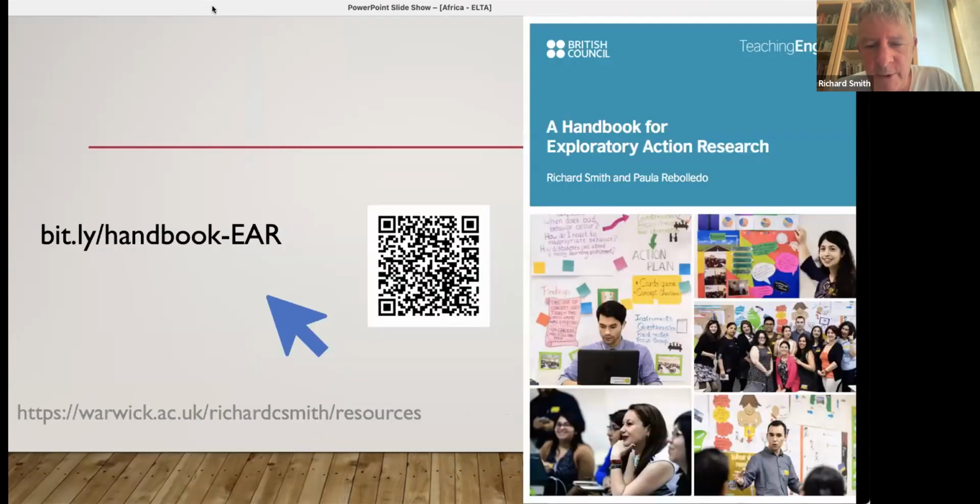And there's also a handbook which I made with Paula Rebiedo. Together, we made a handbook for teachers to help them with their exploratory action research. And I know that we shared that with you last time. You can Google it, so you can find it online, just by looking for the title. I think that link doesn't work very well, actually.